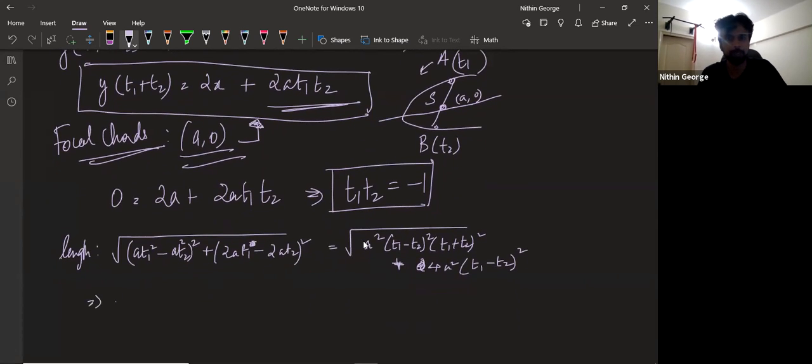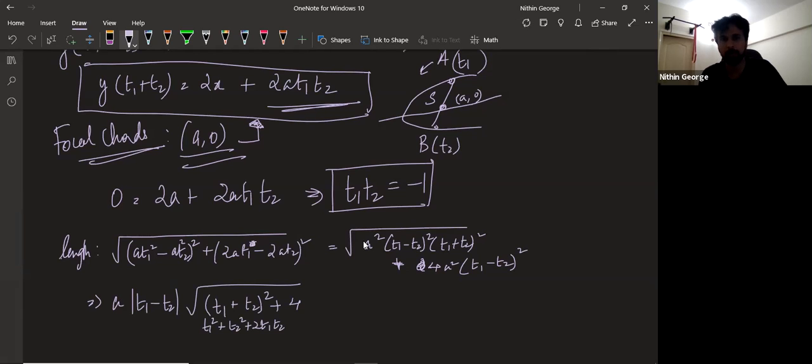So from here, you can see that I can take mod A common. Mod of T1 minus T2, I can take common. I'm left with T1 plus T2, the whole square, plus 4. That's it. What is T1 plus T2, the whole square? T1 square plus T2 square plus 2 T1, T2.